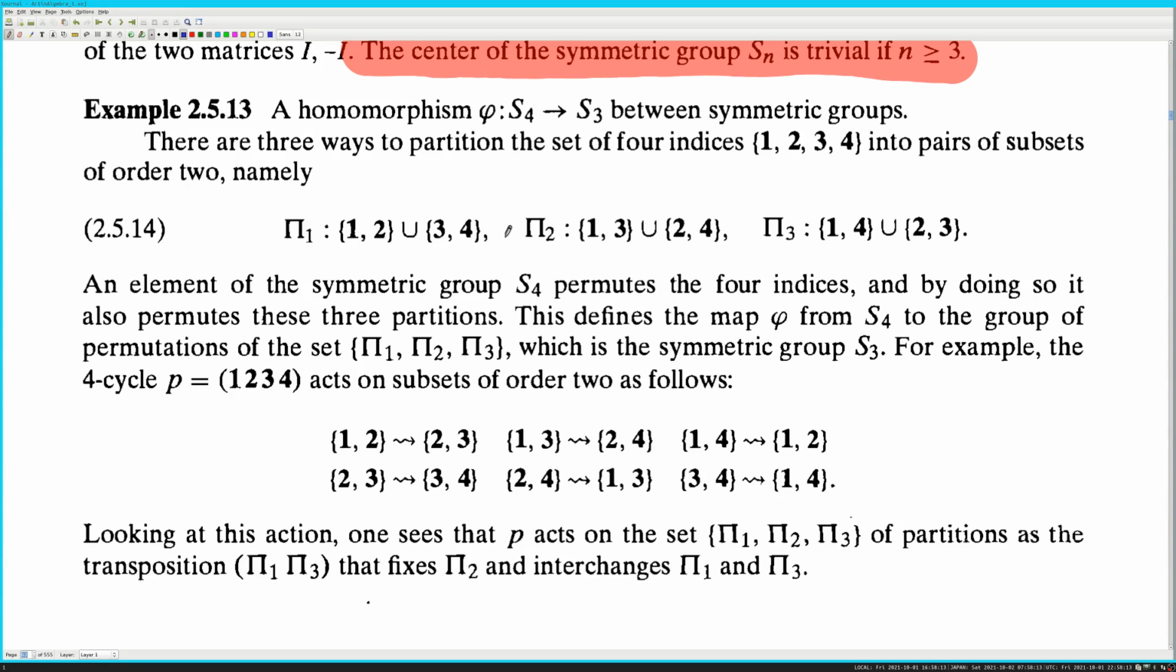Okay. Acts on subsets of order 2 as follows. 1, 2 goes to 2, 3. 1, 3 goes to 2, 4. 1, 4 goes to... Right, so 1 goes to 2, 4 goes to 1. Okay, that looks reasonable. It fixes pi 2. Right, so 1 goes to 2. 2 goes to 3. Okay, no, so 1, 3 goes to 2, 4. And 2, 4... Where's 2, 4? Goes to 1, 3. Okay, right.